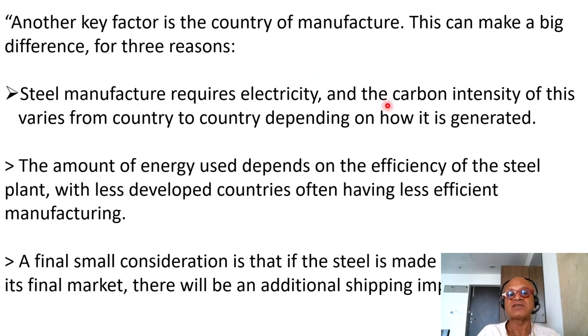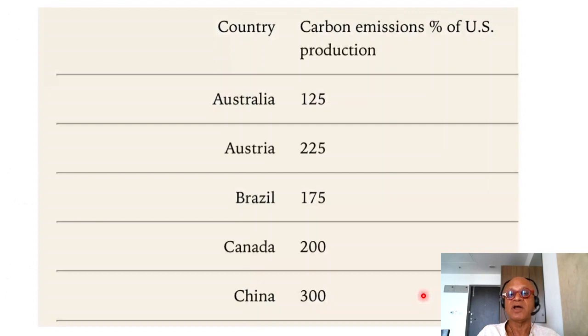Steel manufacture requires electricity, and the carbon intensity of this varies from country to country depending on how it is generated. The amount of energy used also depends on the inefficiency or efficiency of the steel plant, with less developed countries often having less efficient manufacturing. A final small consideration is that if the steel is made a long way from the final market, there will be an additional shipping impact, and steel is heavy, so lots of it gets transported around to the places where buildings are made or other applications like pots and pans and so on are made.